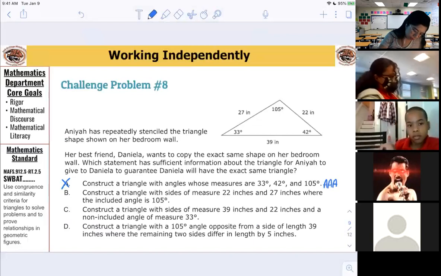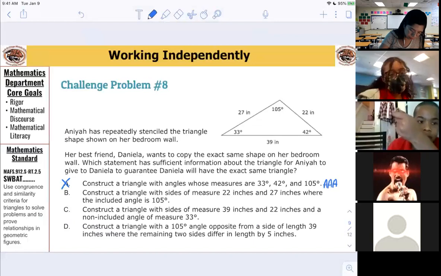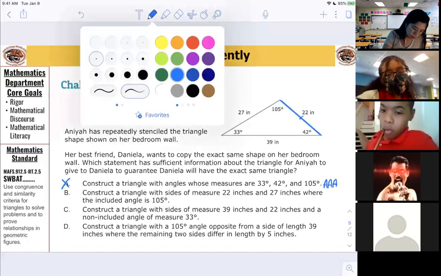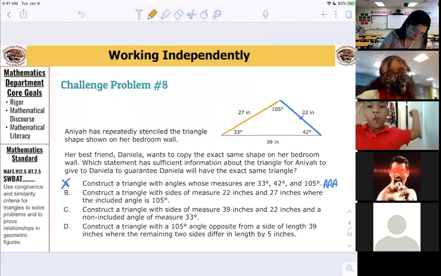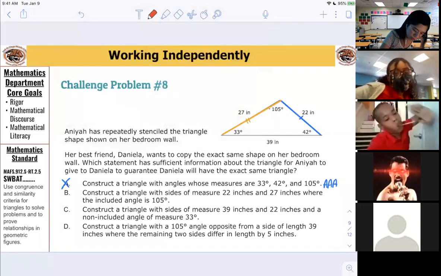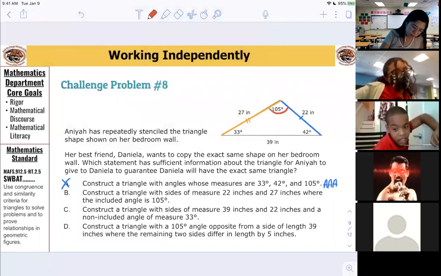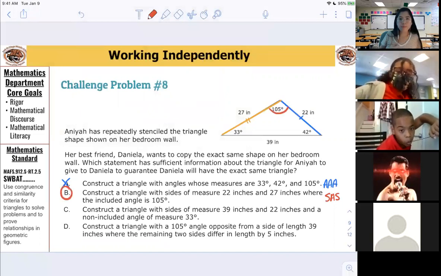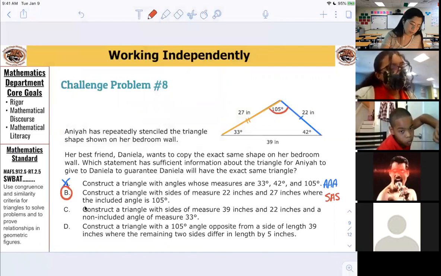Construct a triangle with sides of measure 22 inches and 27 inches, where the included angle is 105 degrees. Okay, so 22. Yes, I think yes, because it would be SAS. So this would be two sides and the included angle. So this would be SAS. So this is true. And then the last two are going to be false. Let's just double check them though.